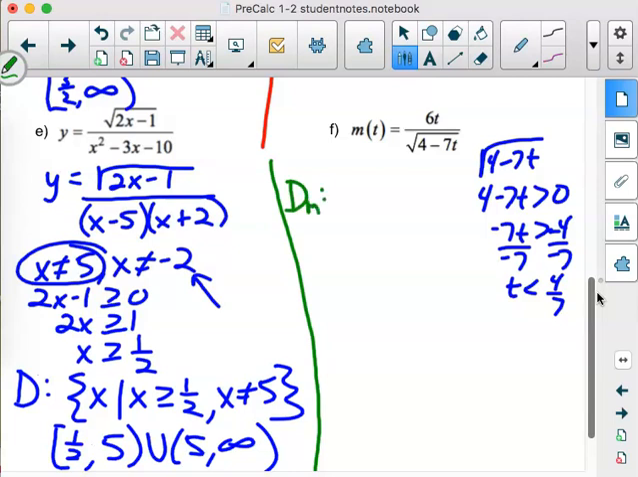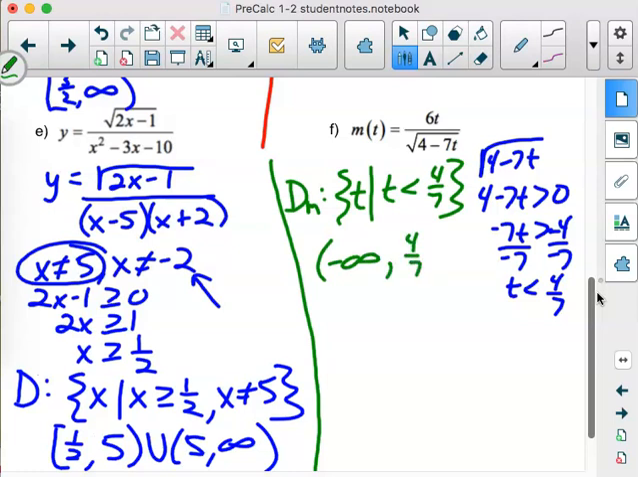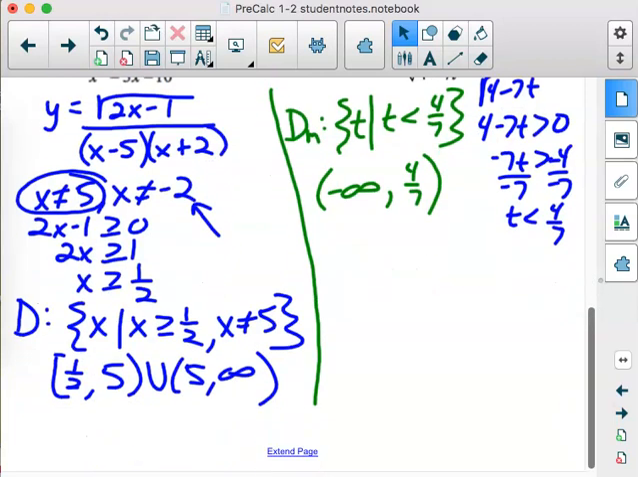So this will be the domain of M, and it's the set of all t. We have to use t because that's what they used, where t is less than 4/7. And another set of Richard Nixon brackets over there. And then in interval notation, we'll go from -infinity to 4/7, but we cannot include 4/7 because, again, that would make our denominator equal to 0.